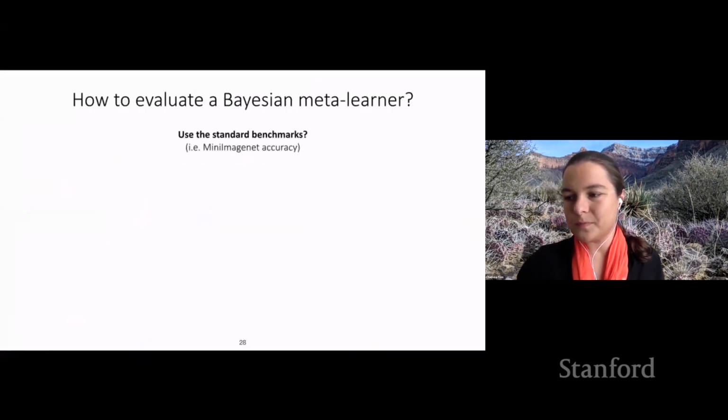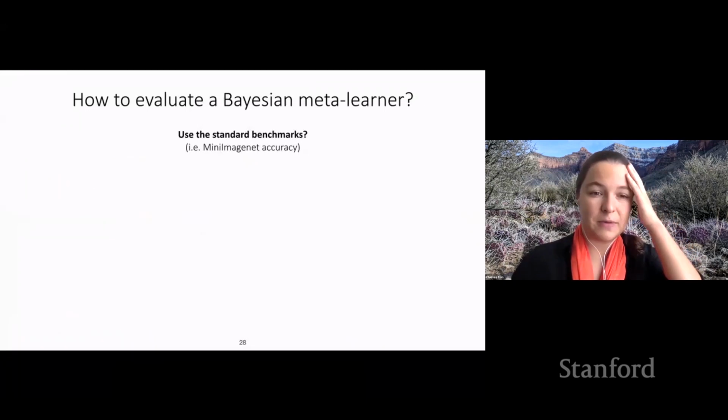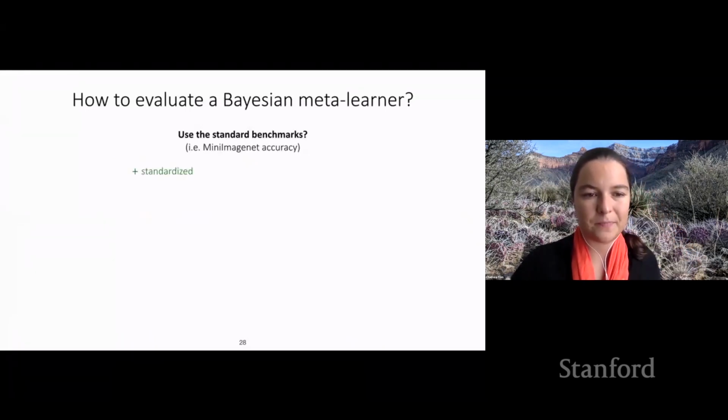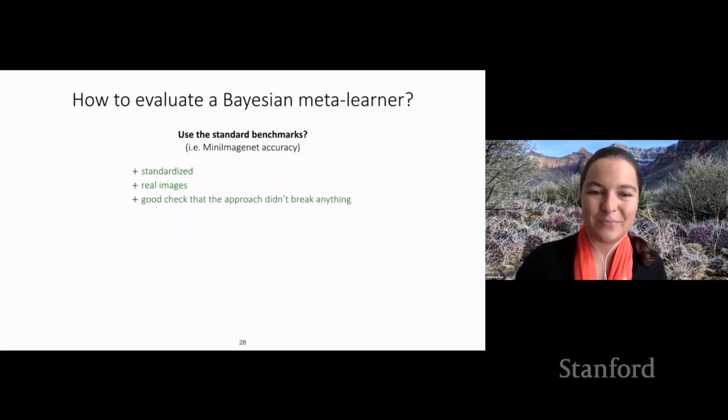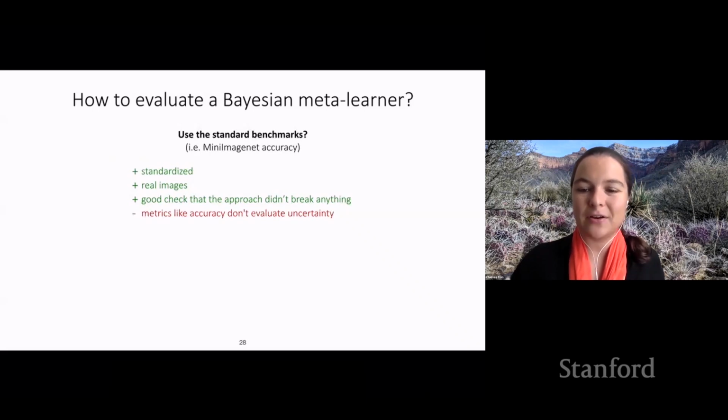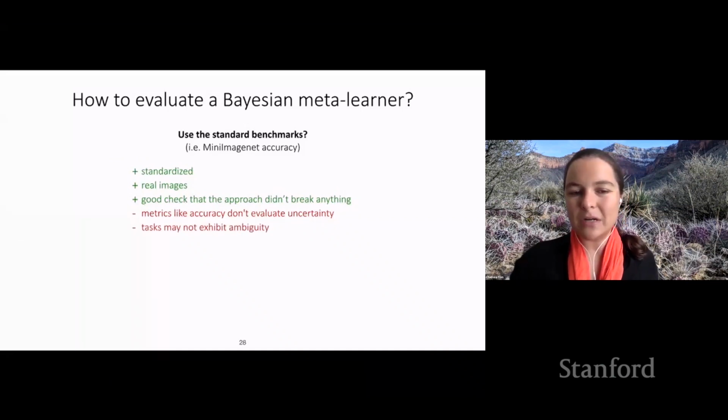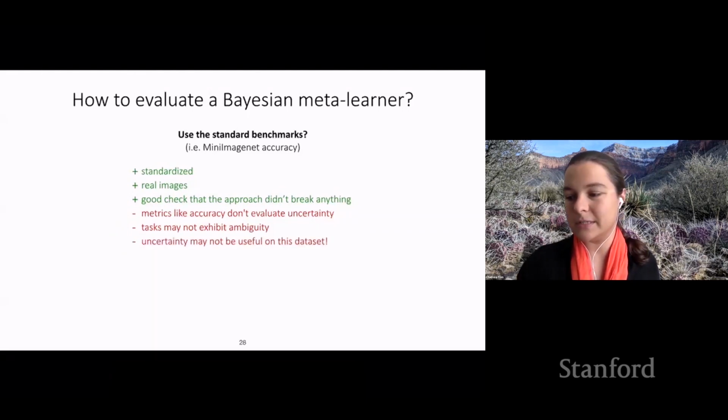So one thing you could do is use a standard benchmark like Mini ImageNet. And this is nice in that it's standardized, it has real images, and it's a good check that the approach didn't break anything. But the downside is that metrics like accuracy don't actually measure whether your uncertainty is accurate. And the task may not exhibit any ambiguity. Representing uncertainty may not actually be beneficial in these circumstances.